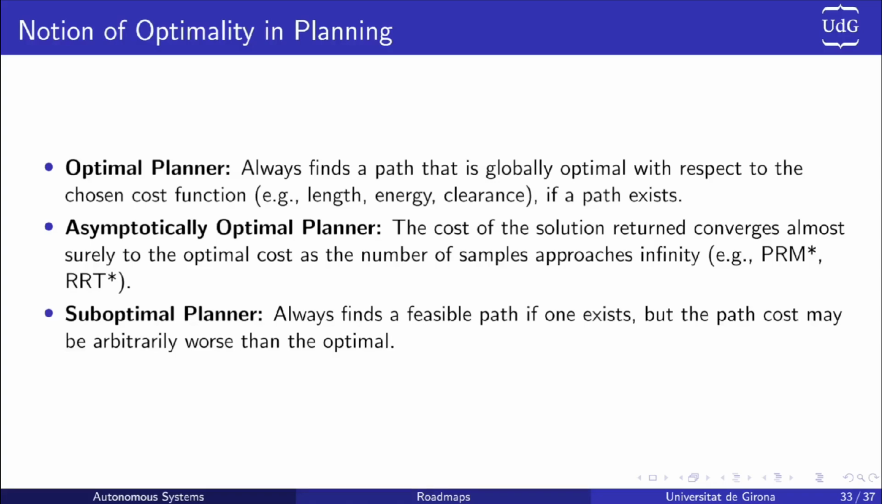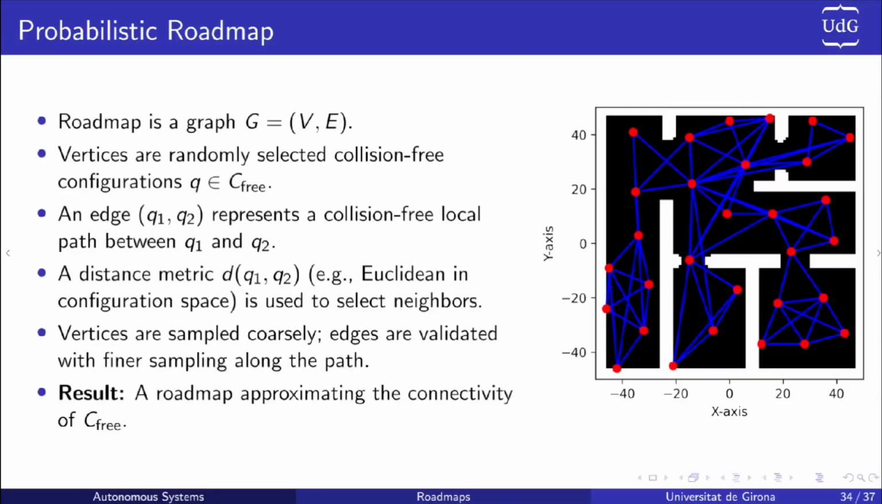And if you are not optimal, then you are suboptimal. A suboptimal planner finds a feasible path, if one exists, but the path may not be the optimal one. Bug algorithms, if you remember, Bug 0 was not complete, not optimal, so it's suboptimal. Bug 1 and Bug 2 were complete, but they were not optimal at all, so they are suboptimal planners, okay? They give us a solution, but this is not the best solution ever.